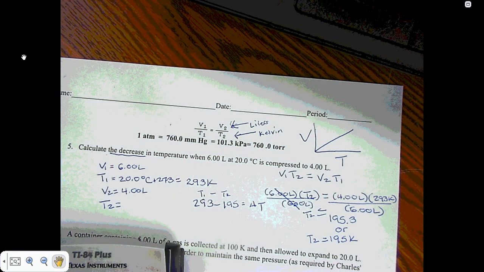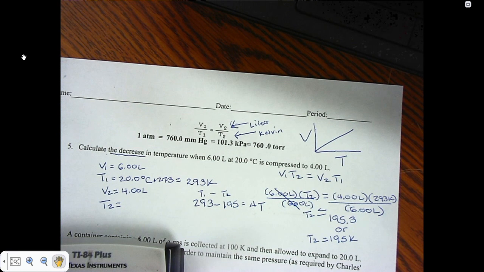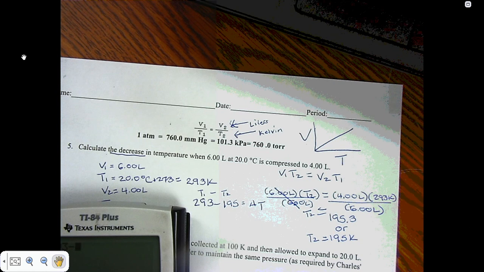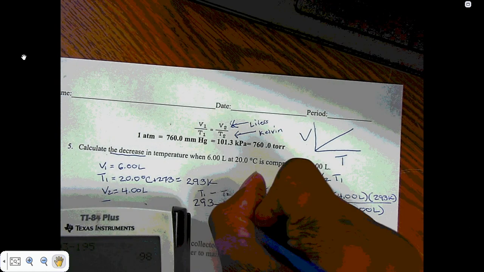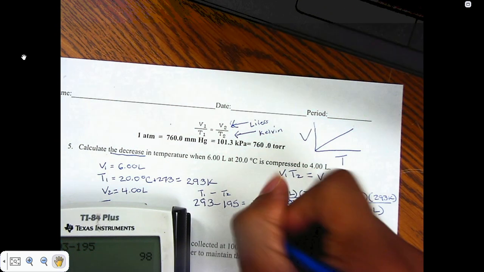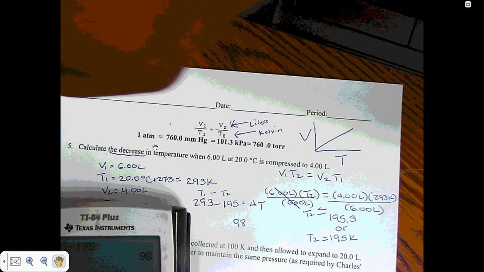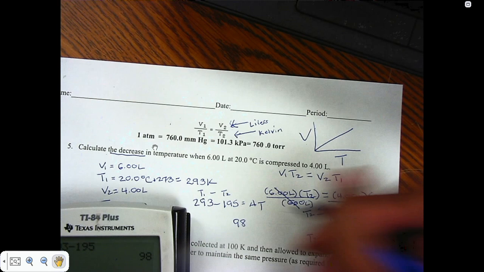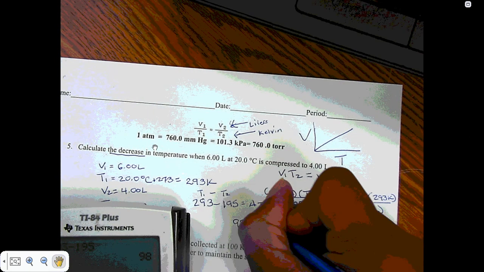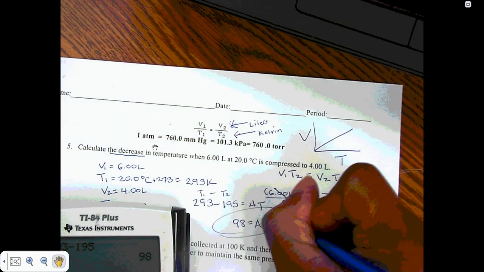Delta meaning change, and T, change in temperature. So 293 minus 195 yields 98. So that is the decrease in temperature that is experienced. Remember, that's not the same thing as T2. T2 was this value. The answer that we're looking for is this one.